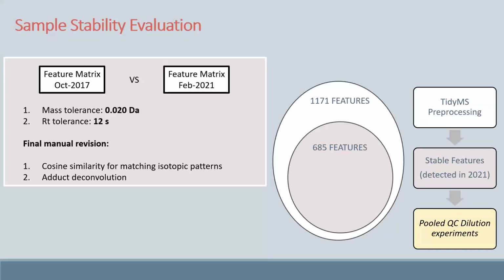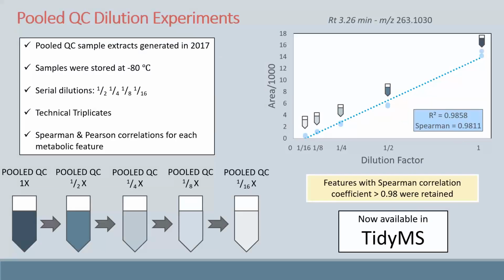Then we decided to refine this search by choosing only those features that exhibit monotonic response towards pooled QC dilution. So now I will show you briefly how this experiment was done. Pooled QC sample extracts stored at -80 were serially diluted 4 times. Each QC dilution sample was injected 3 times, and in each case, Pearson and Spearman correlation coefficients were obtained. I want to say that now this option is available in TidyMS.